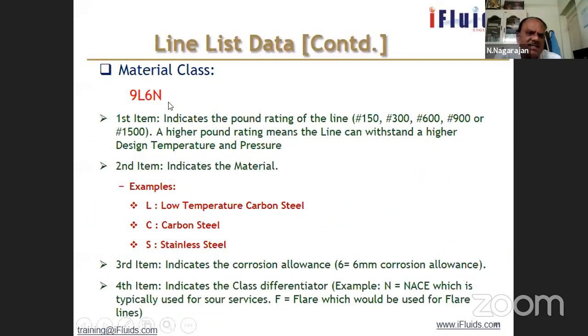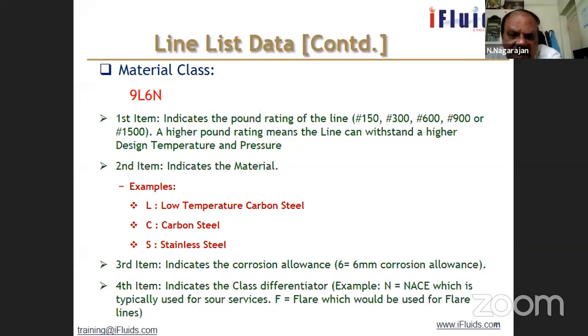Material class is 9L6N. The first item indicates the pound rating of the line, that is the pressure rating. 9 means 900 pound rating. I am trying to get a table. What is 150 rating? The 150 I can tell you, it is up to 19 kilogram per centimeter square pressure, that is called 150 rating. Similarly, we have 300, 600, 900, 1000. Each rating is a range as the pressure increases. So 0 to 19 kg per centimeter square is 150 rating. That is the lowest rating. Then you have 300, 600, 900. I will try to get you the table next time.